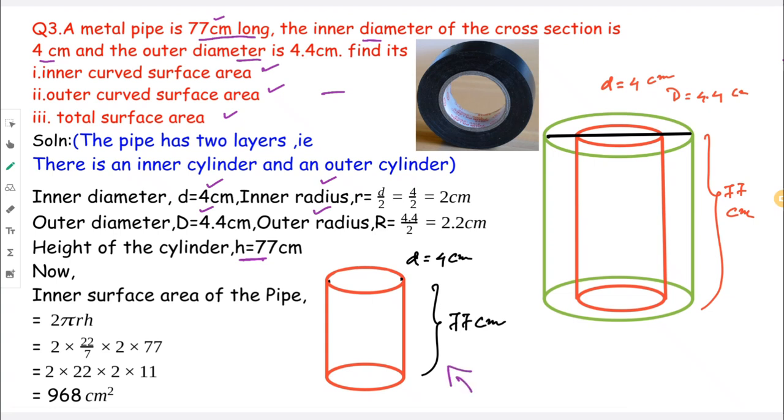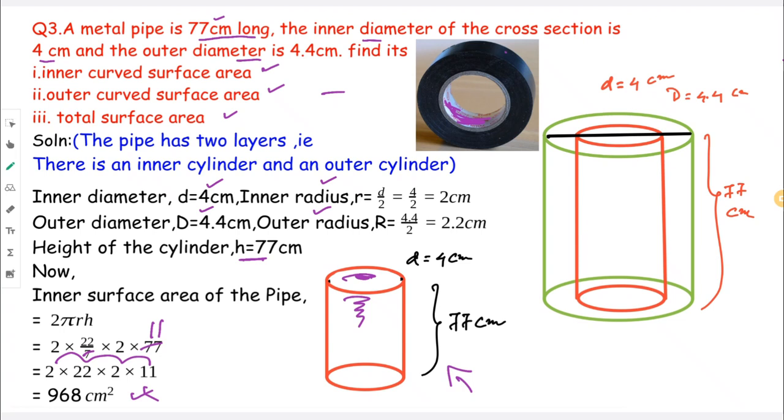Okay, so inner curved surface area of the pipe. So remember, that means this region, right? Inside. Clear? I'm trying to find this area now, this inside region. What is the formula? 2 pi r h. We know the value of pi is 22 by 7, radius is 2, height is 77. So I can divide this 7 on the 7, 7 11s 77. And when you multiply 2 into 22 into 2 into 11, how much are we getting? 968 centimeters square, which will give us the inner.